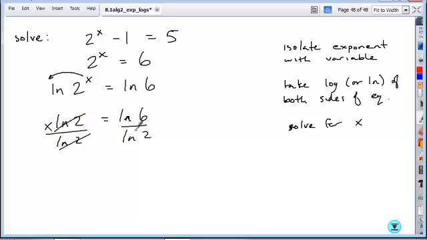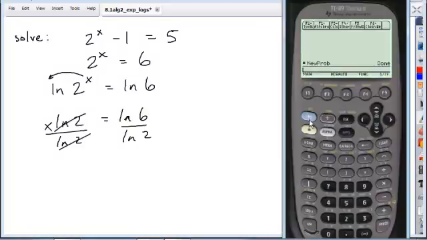Now, does this equal the ln of 3? No, it doesn't cancel that way. So what you're going to need to do is use your calculator, ln of 6 divided by ln of 2. Put it into decimal form. Hit enter. You get your answer, 2.58 approximately.